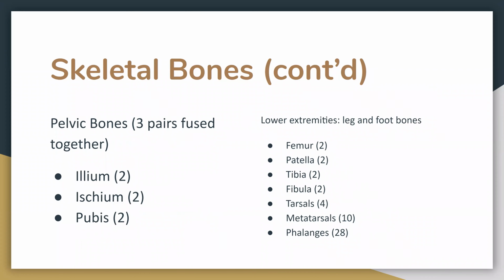Now on the pelvic bone, you do have 3 pairs fused together. Those are the ilium, the ischium, and the pubis. And then on the lower extremities, or speaking about your leg and your foot bones, you have the femur, the patella, the tibia, the fibula, the tarsals and metatarsals, and your phalanges.